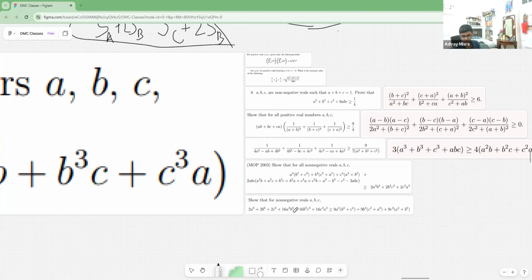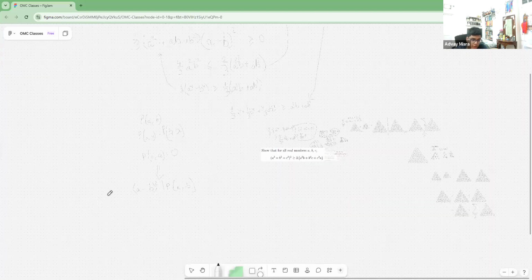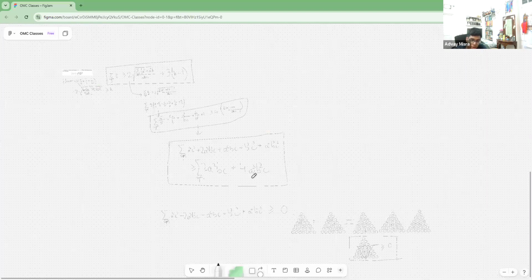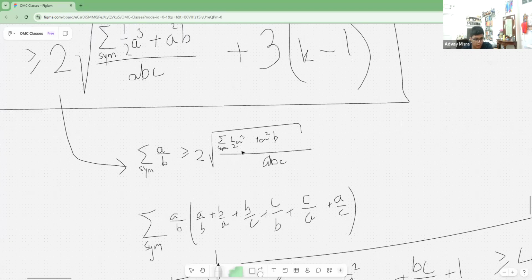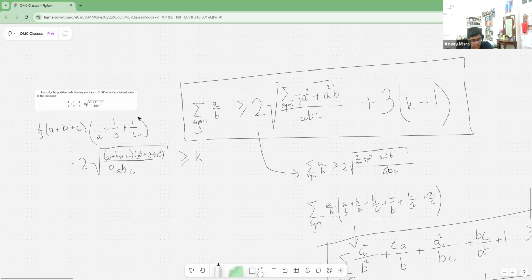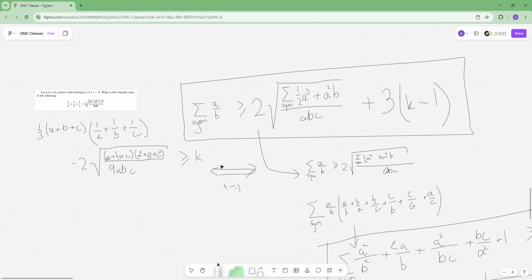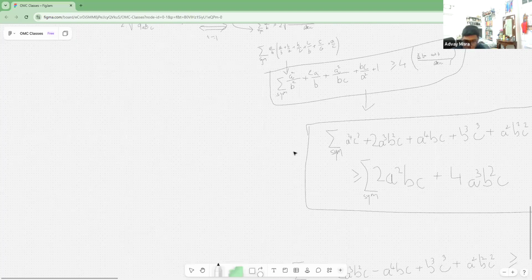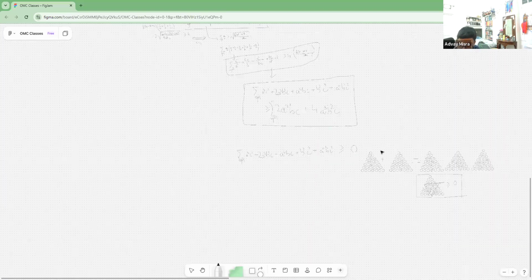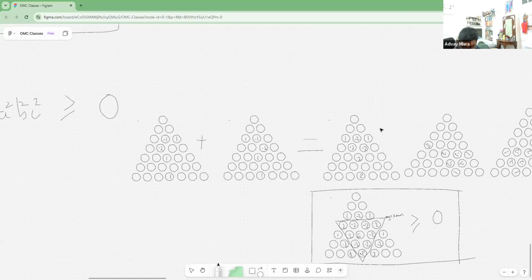We showed that if you set k to 1, then it's enough to prove this. This expression being greater than or equal to 1 is equivalent to this. Okay, got it. Thank you. And then we proved that inequality by upside down Schur's inequality.